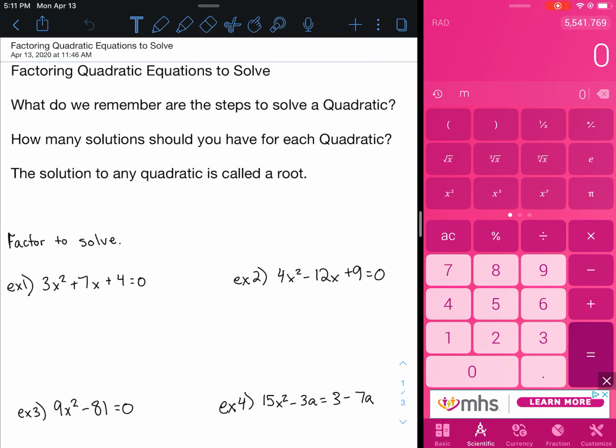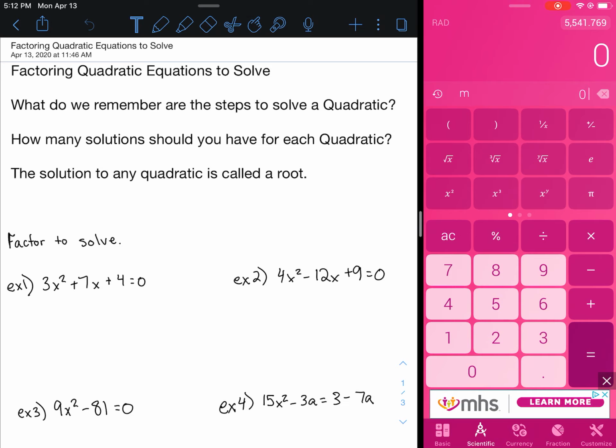We're going to start back up with factoring quadratic equations to solve them. So we're no longer just factoring, we are going to factor and then solve them. The difference between a quadratic expression that we were factoring before spring break and what we are doing now is that now they're set equal to 0. So what do we need to remember are the steps to solve a quadratic?